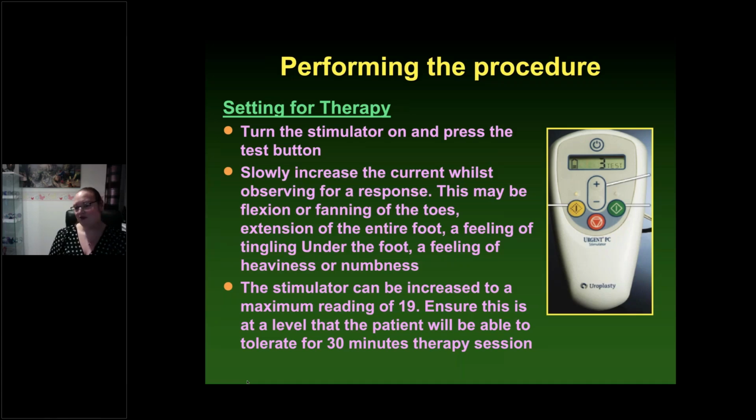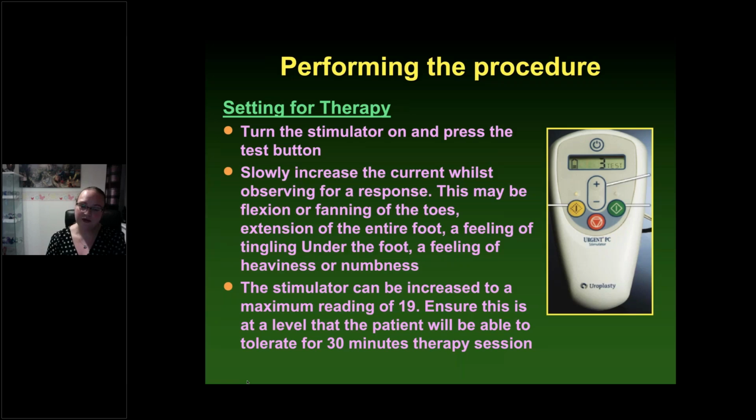The stimulator can be increased up to a maximum current reading of 19. And often, the higher that you go on the stimulation, this is just a sign of the further away that you are from the tibial nerve. So it doesn't mean that they're not good treatment. We don't want the patients to be uncomfortable during treatment. They need to be able to tolerate it, but they need to have had a response. So when we've had that motor or sensory response, then we keep it where the patient can tolerate it, and you press the green button to set treatment for 30 minutes of therapy.